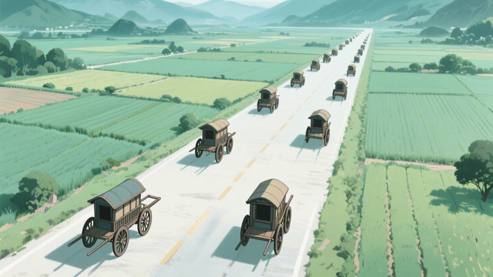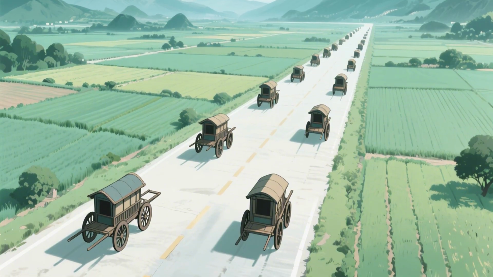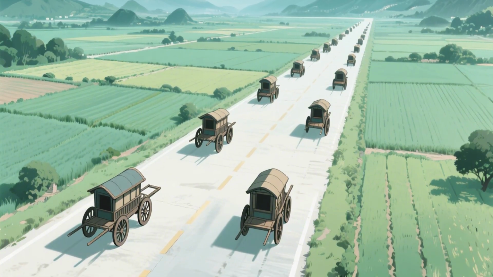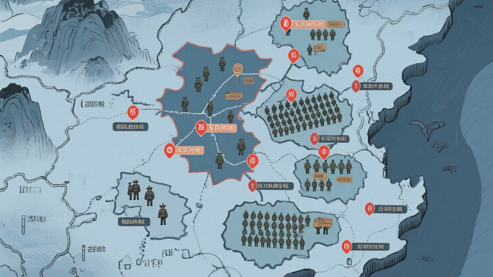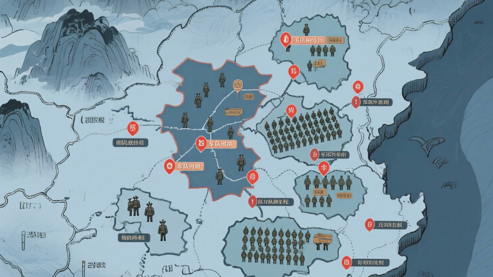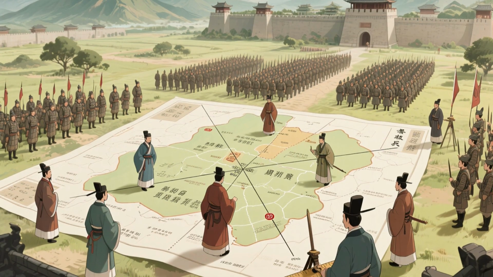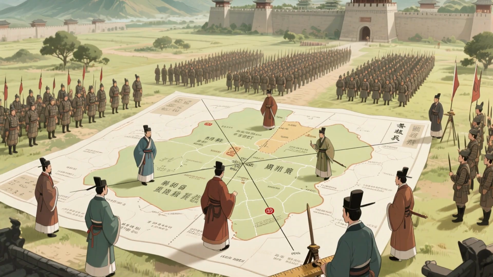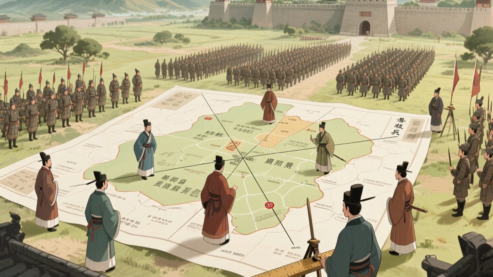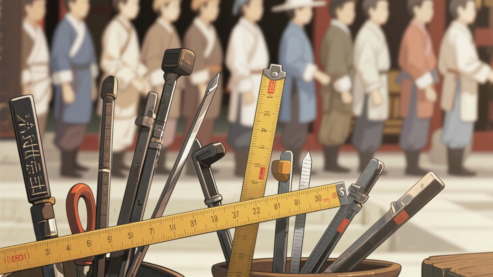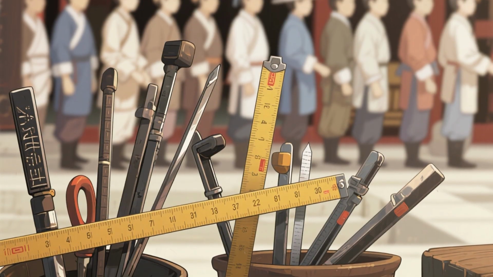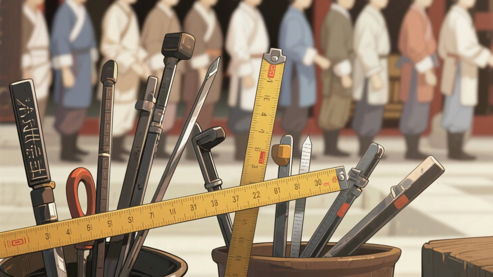Even infrastructure reflected standardization. Axle widths for carts were regulated so vehicles fit the same ruts across an expanding road network. Fairness, yes, but also control. With unified measures, the state could survey land accurately, plan tax yields, and supply armies and work crews with precision. You can only provision 1 million workers if you know exactly what a measure is everywhere.